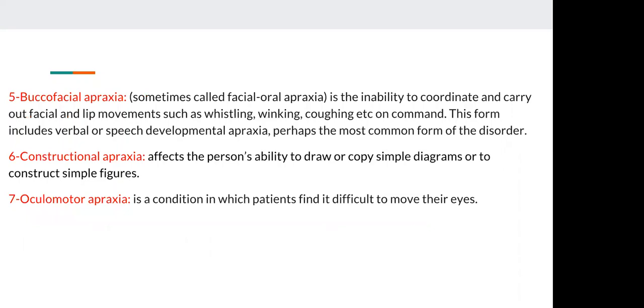Then we have the fifth, buccofacial apraxia, also called oral apraxia, the inability to coordinate and carry out facial and lip movements such as whistling, coughing, winking. Then we have constructional apraxia, which affects the person's ability to draw or copy simple diagrams or to construct simple figures. We also have oculomotor apraxia, a condition in which a patient finds it difficult to move their eyes.